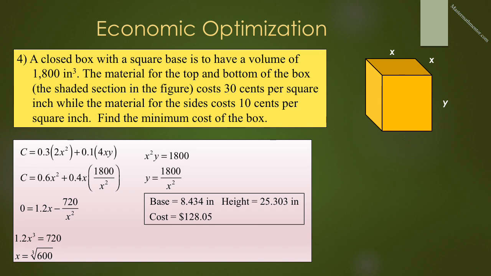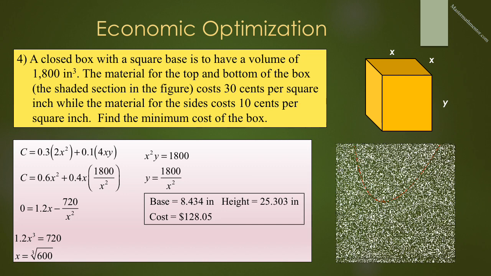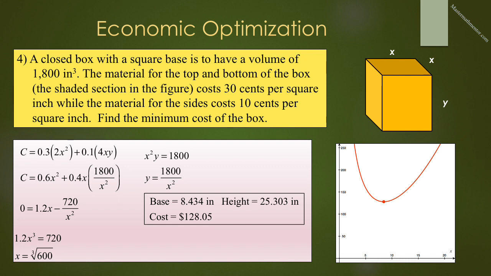Therefore our base is 8.434 inches, and our height will be 1800 over 8.434 squared, or 25.303 inches. Therefore, the minimum cost is $128.05. The graph not only confirms the answer, but also shows the logic.